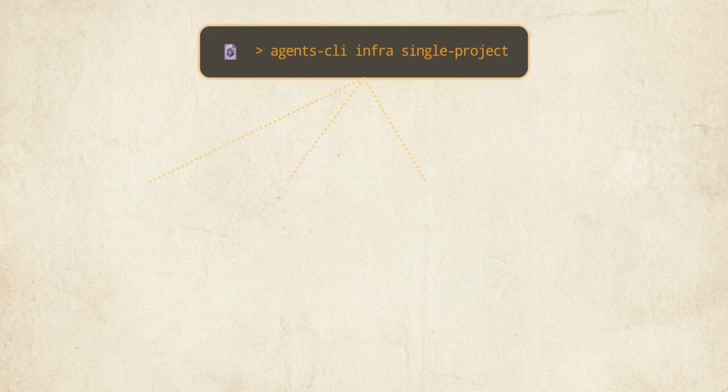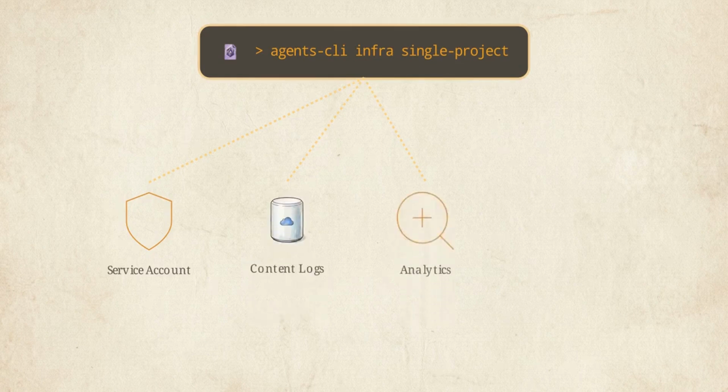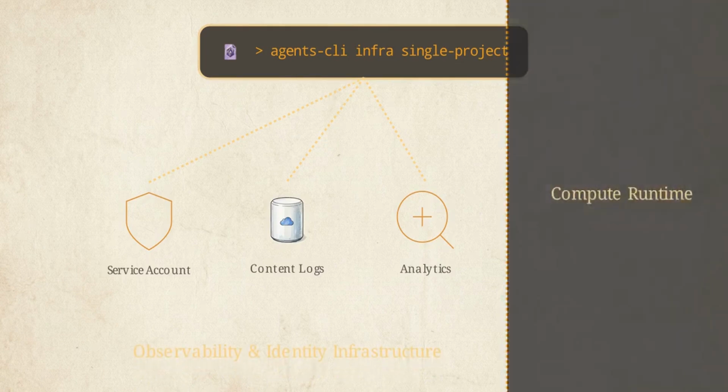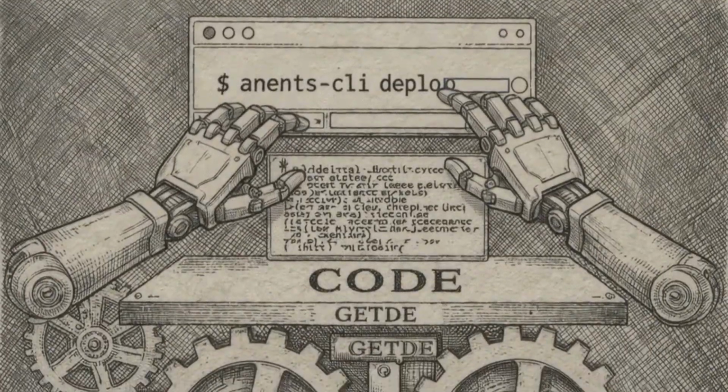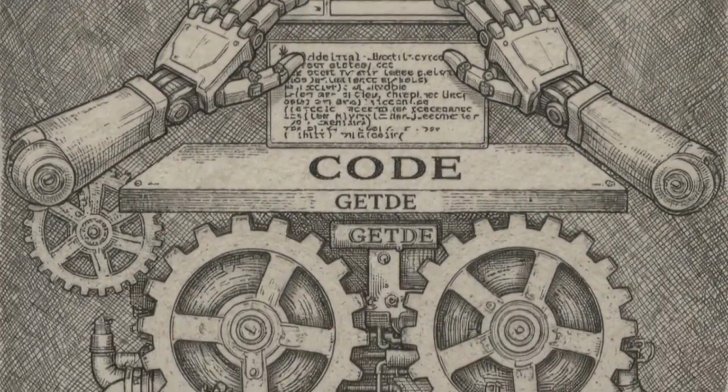The command Agent CLI infra for a single project provisions 3 specific resources for this purpose: a least privileged service account, a Google Cloud Storage bucket for content logs, and a Google Cloud Storage bucket for querying those logs. This command provisions the observability infrastructure independently. It does not create the agent's compute runtime.